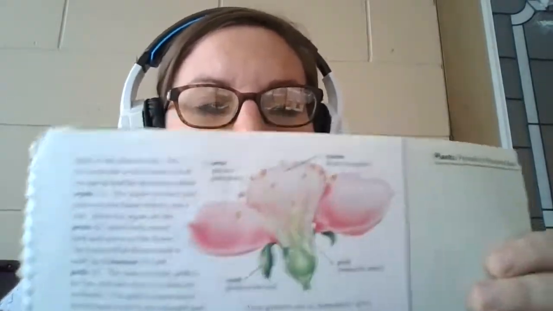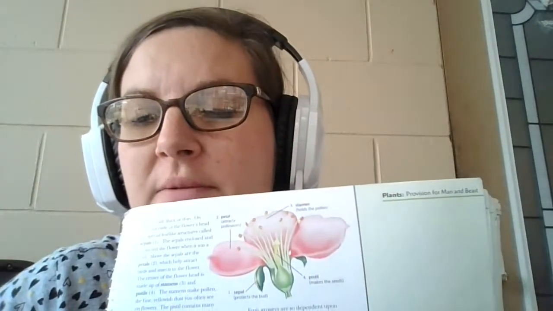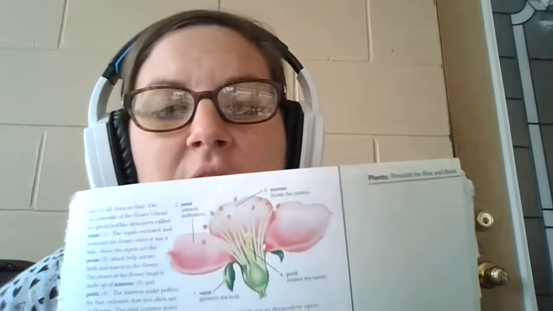So, true or false? And these are the ones you have to fix, okay? The pistil is the part of the flower that protects the bud. Is that true or false? The pistil is the part that protects the bud. True or false?